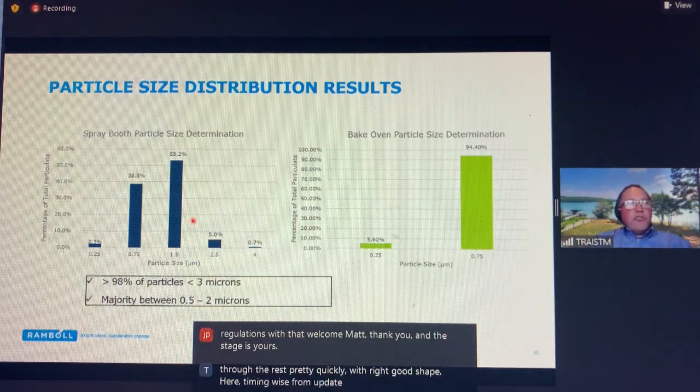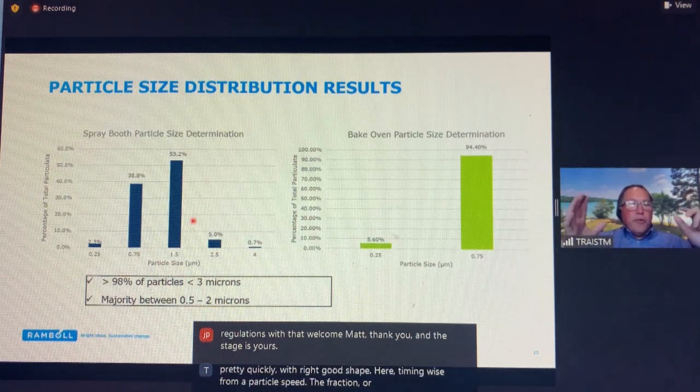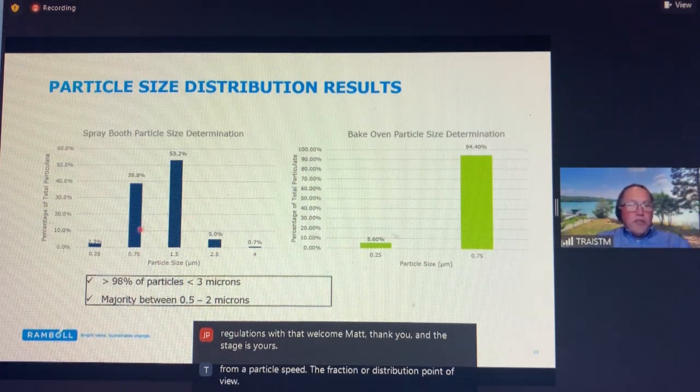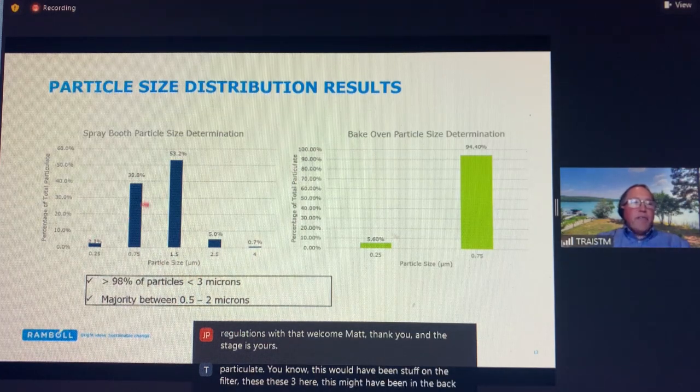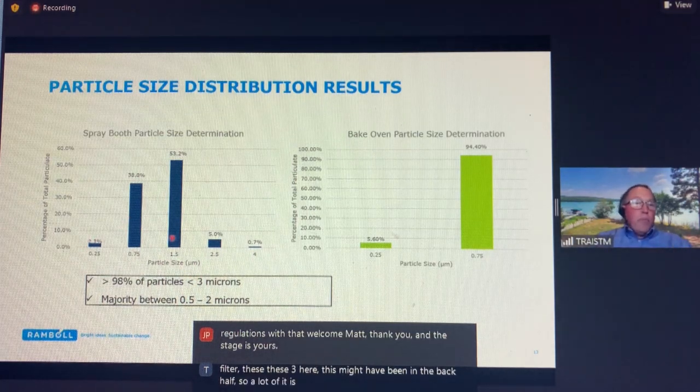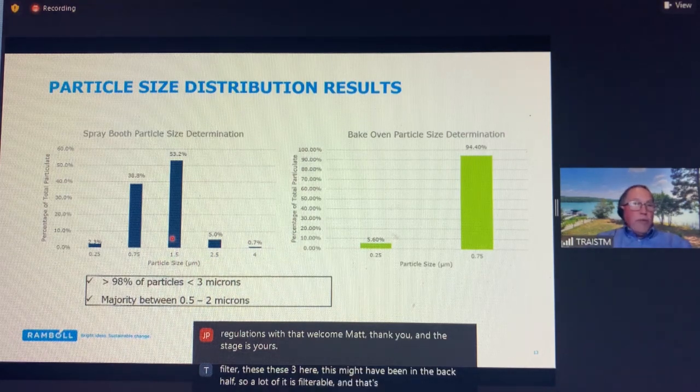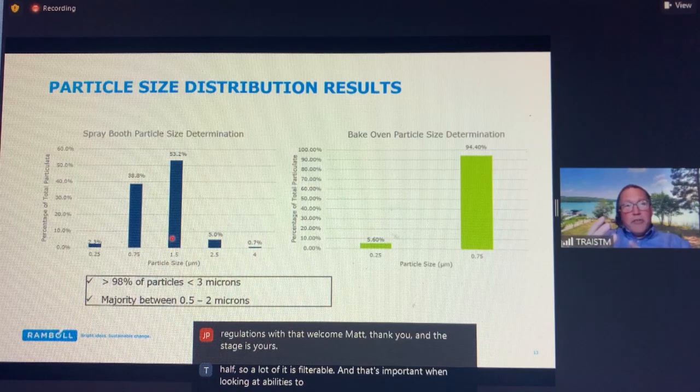From a particle size diffraction or distribution point of view, you can see here that we have some very small particulate. This would have been stuff on the filter. These three here might have been in the back half. So a lot of it is filterable, and that's important when looking at abilities to reduce those emissions.